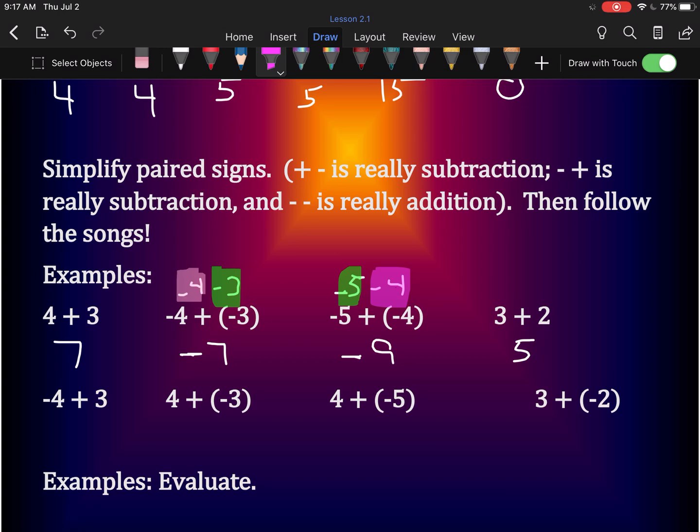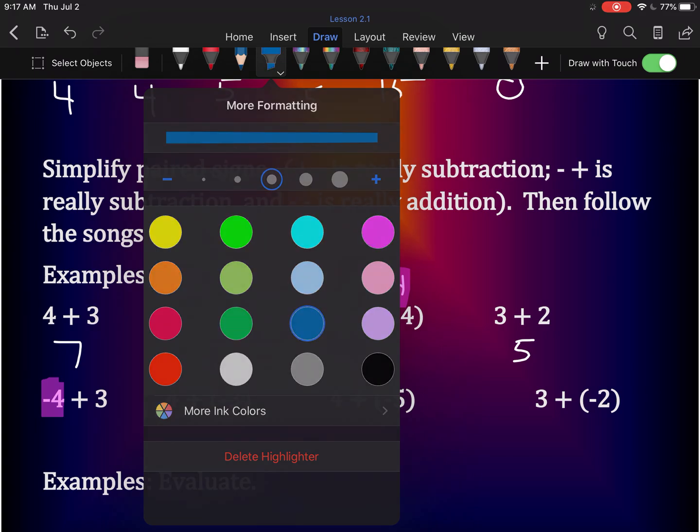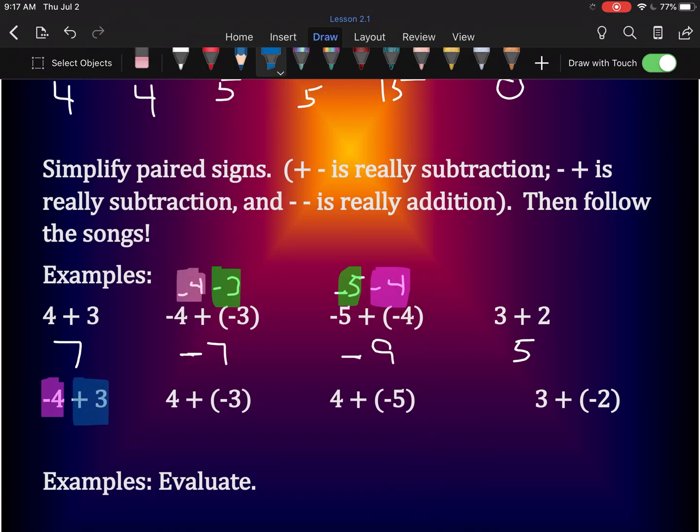Negative 4 plus 3. Okay, there's nothing wrong here. There's no paired signs. So we have a negative 4, and we have a positive 3. Those are different signs. When we have different signs, we will subtract the numbers, and that subtraction is in the normal manner, meaning bigger number minus smaller number, so 4 minus 3 is 1. And we keep the sign of the bigger number. Different sign, subtract, and keep the sign of the bigger number. 4 is bigger than 3. In this example, 4 is a negative, so our answer is negative.